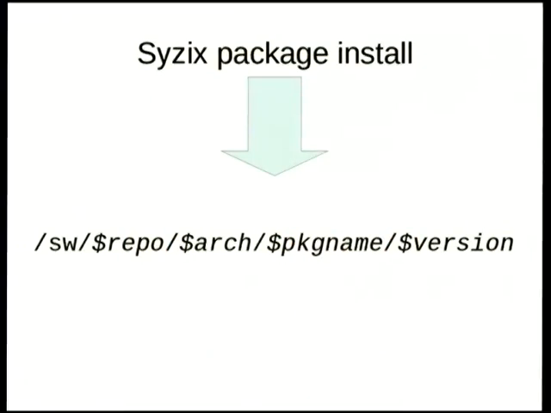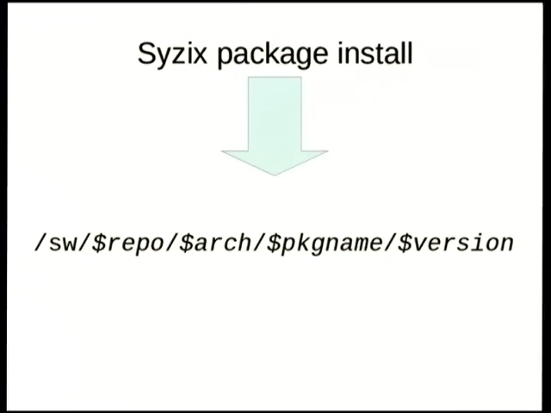So in a traditional package management system, you tend to have a single version of any given package that can be on the system at any point in time, just by virtue of the fact that you've got files going into these common locations. If you want to have more than one version, you'll probably end up with clashes in /bin, /lib, and so on. So you can only have one version of a package. Syzix doesn't do this. What Syzix does do is install each package into its own location in the file system.